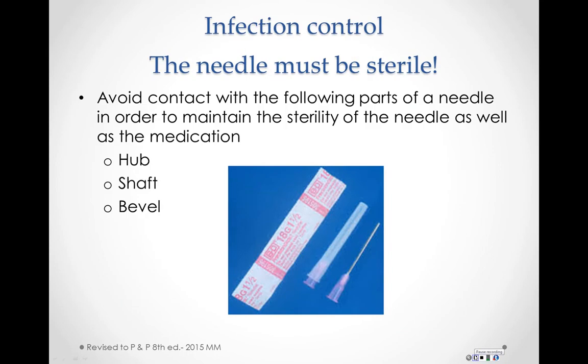To prevent introducing infection, the needle must remain sterile. Remember, the needle has three parts: the hub, the shaft, and the bevel, and each of these must remain sterile. The bottom line is the needle is handled by the nurse by the protective outside cap only.